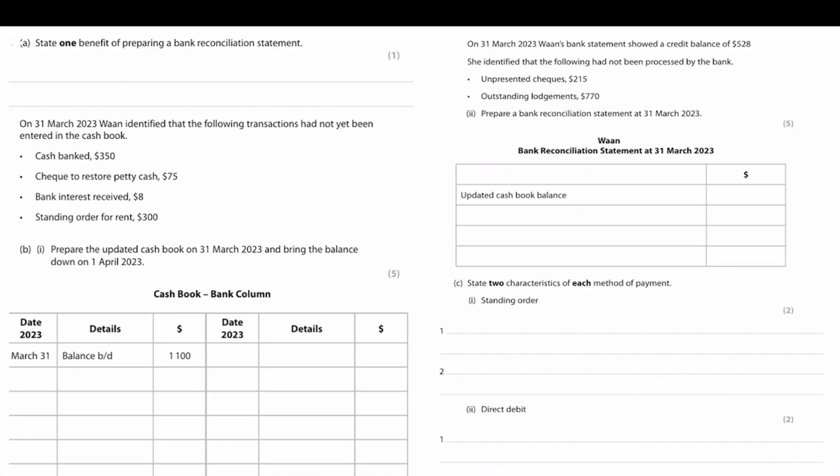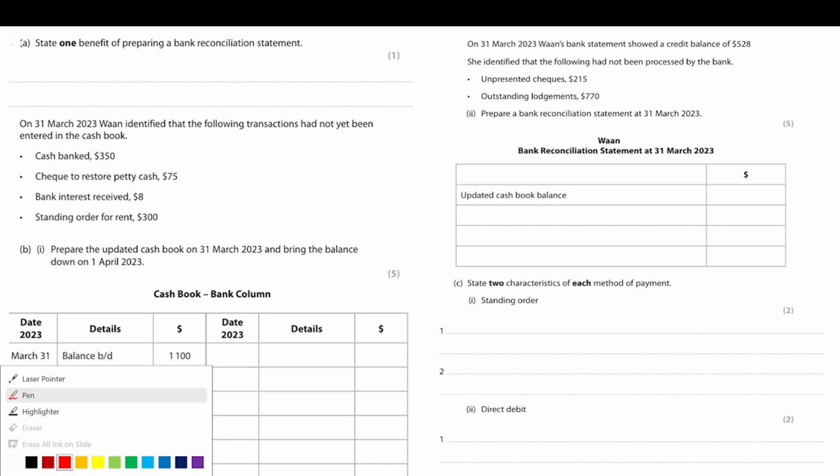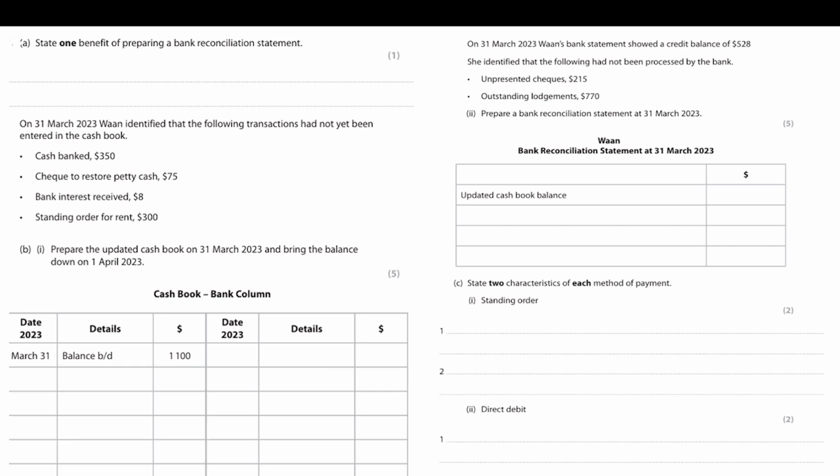In this question of bank reconciliation statement, they're asking: state one benefit of preparing a bank reconciliation statement. So we could have multiple answers. One is that it checks the accuracy of the cash book entries, because we reconcile with the bank statement entries.